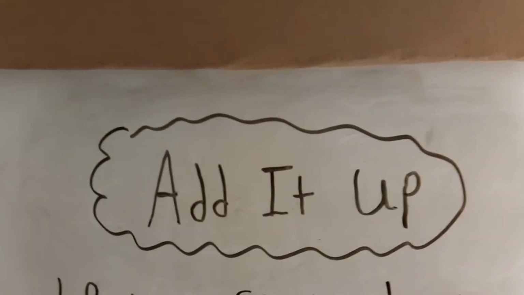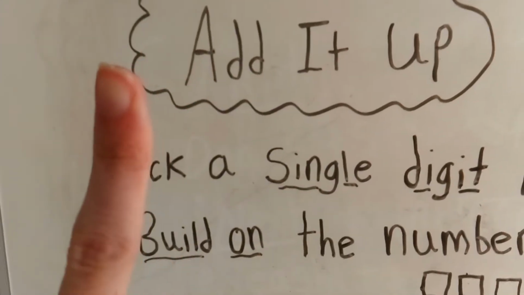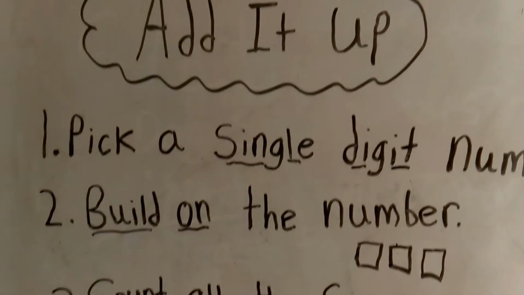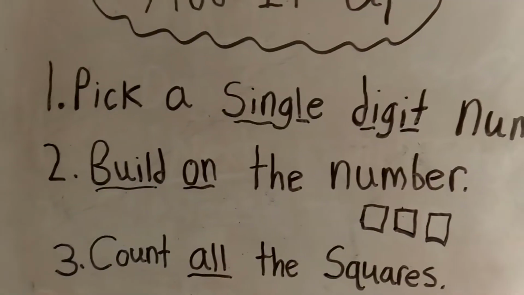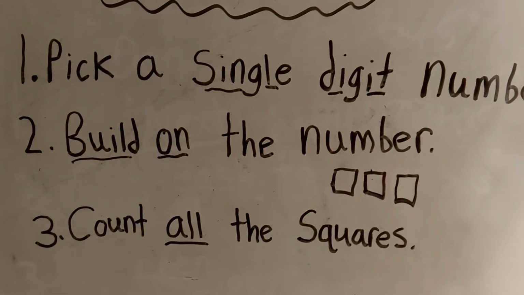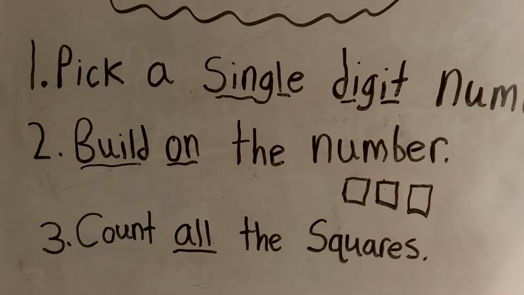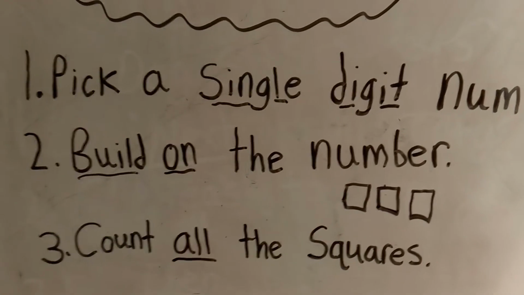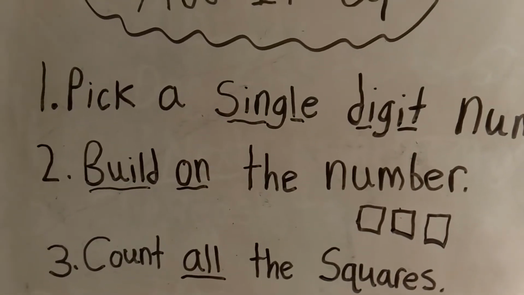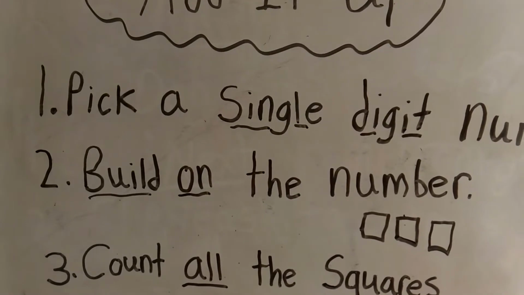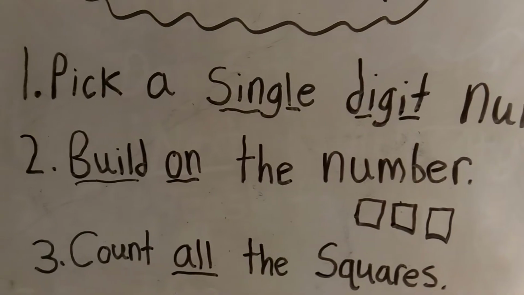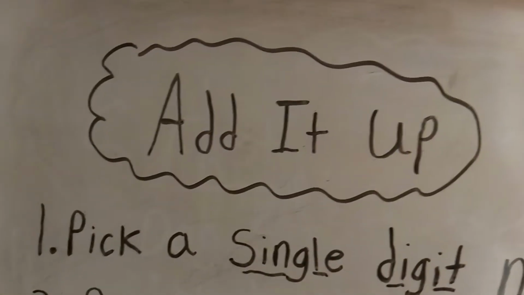Here is how we play Add It Up. First thing first, we need to pick a single-digit number. Step 2, we then need to build on the number by dragging squares. And step 3, we need to finally count all the squares and record that in the box. To complete these steps, we're going to follow the I do, where the teacher does one, a we do, where we try to do one together, and last but not least, the you do, where you get to work on this skill independently.